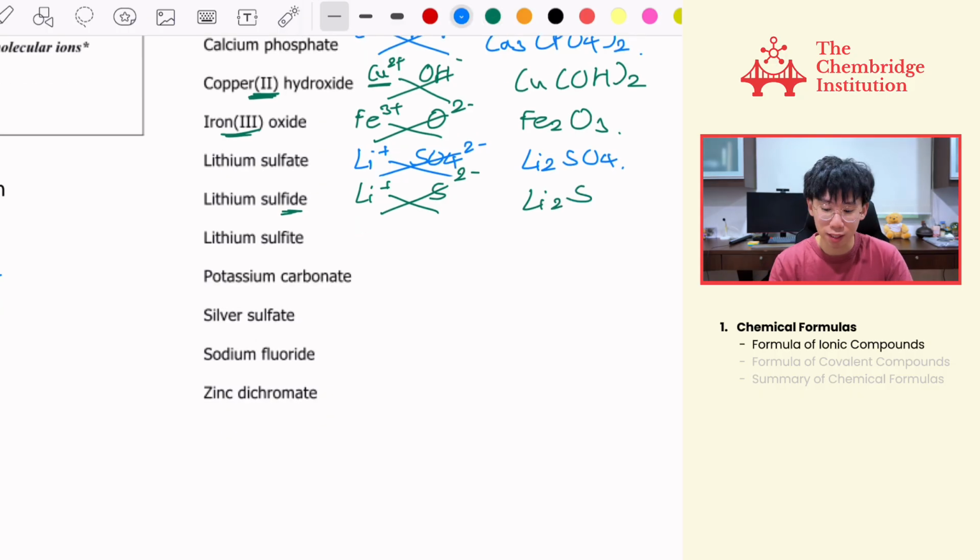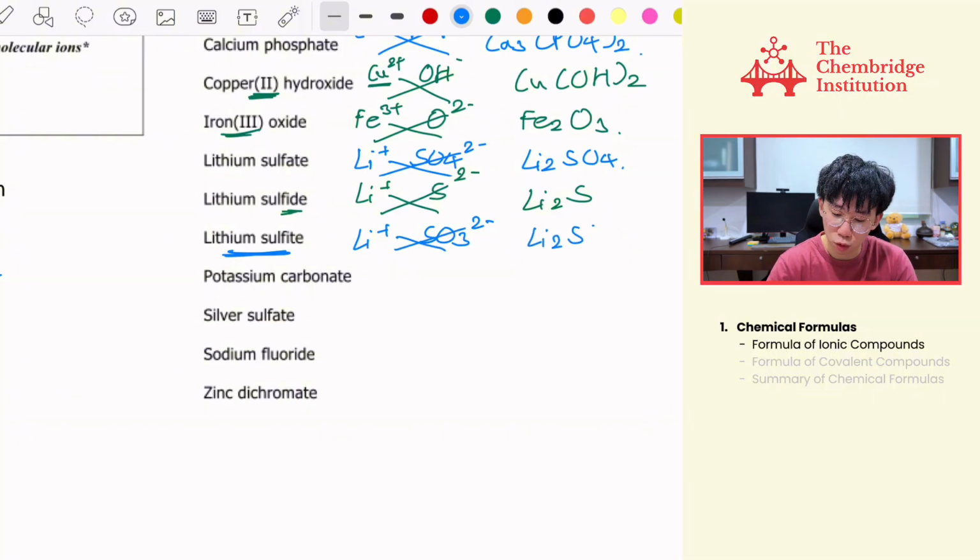Next is lithium sulfite. From the name, the main difference is that it's just Li plus and sulfite is actually the SO3 2 minus ion. But in the same way, we're going to crisscross this. It's Li2SO3.